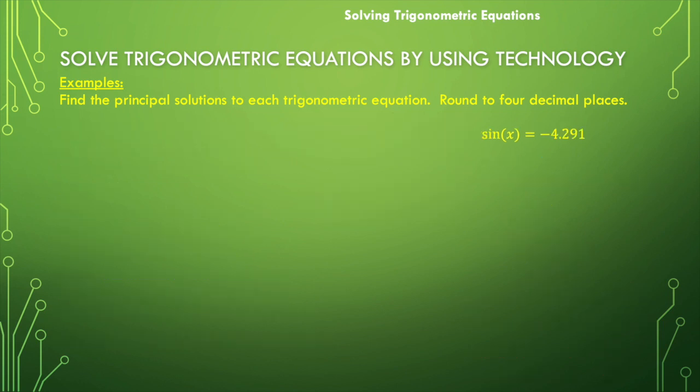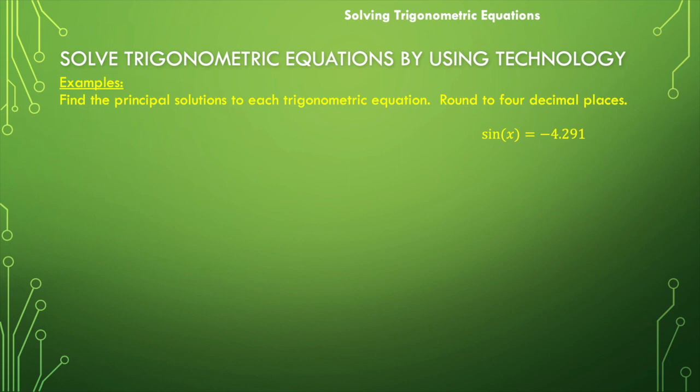Next example, we have sine of x is equal to negative 4.291. All right, so if you are on your toes, you're going to recognize something very quickly here. So if you see the issue right away, pat yourself on your back. All right, don't strain yourself, but give yourself a little bit of an attaboy on the back right now. But if not, let's walk through this.